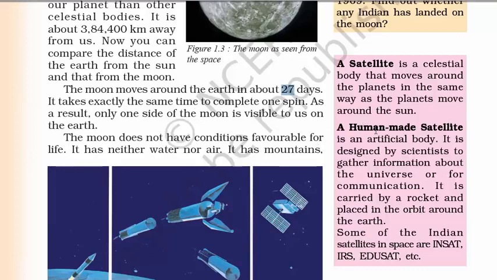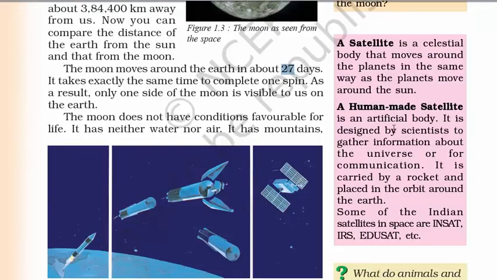Let's talk a little bit about human made satellites. It's an artificial body. It is designed by scientists to gather information about the universe or for communication. It is carried by a rocket and placed in orbit around the Earth. Some of the Indian satellites in space are INSAT, IRS, EduSat, etc. Remember this. It's not Indian Revenue Service, it's IRS. INSAT, IRS, EduSat. Okay, remember that.